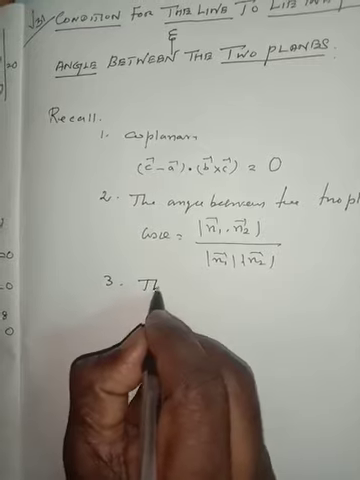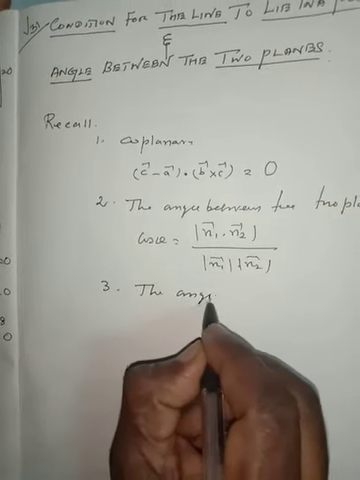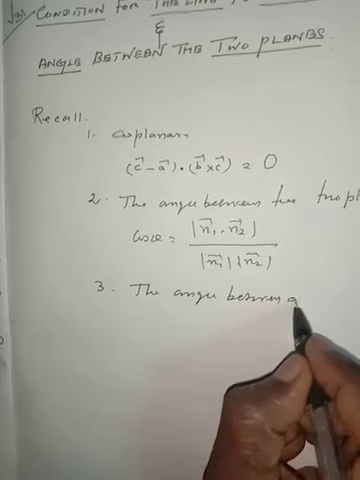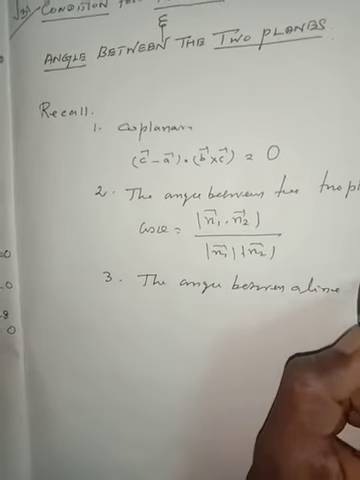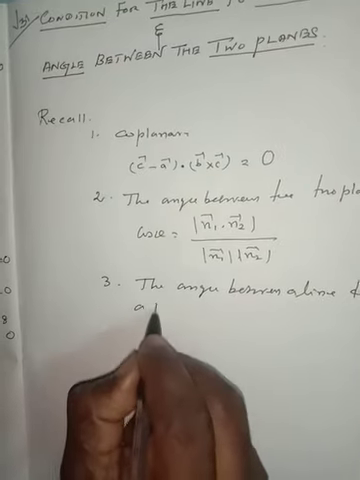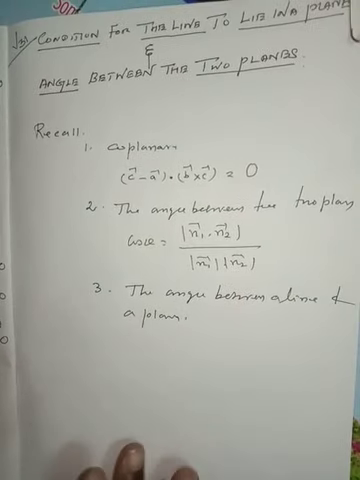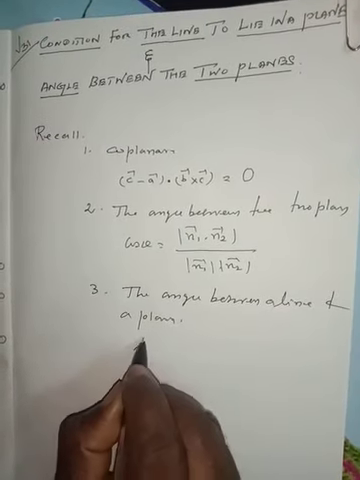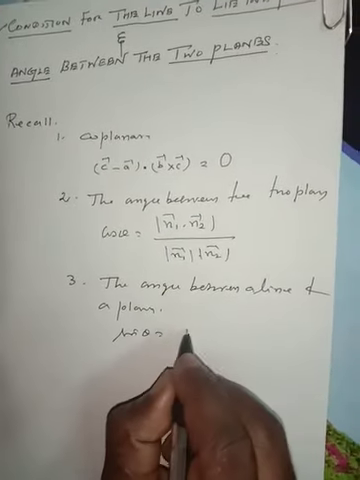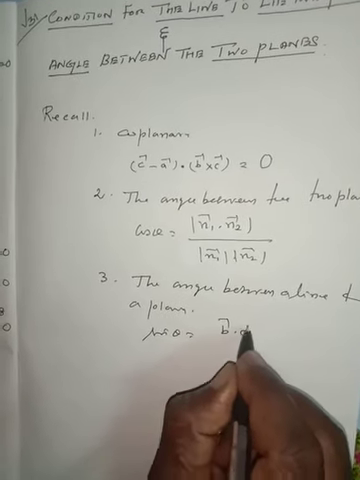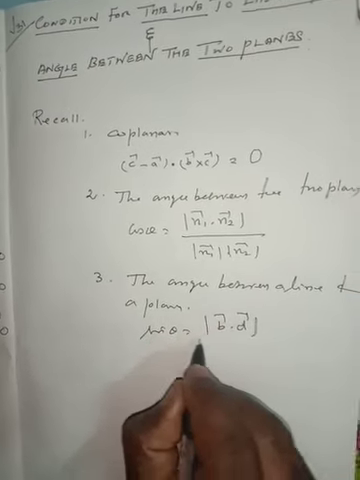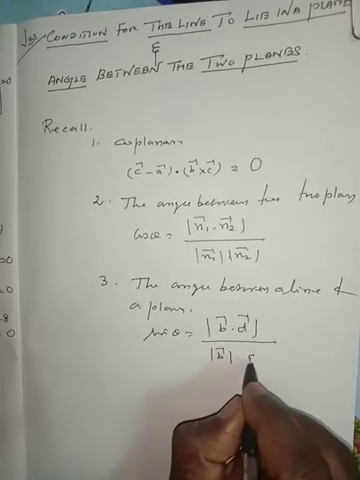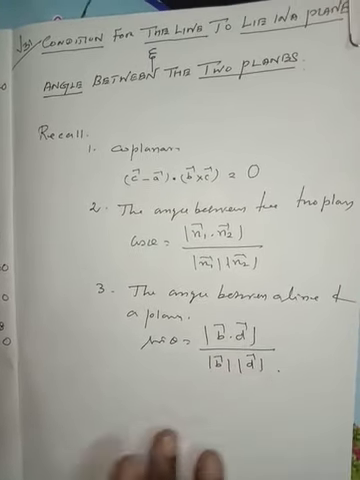The angle between a line and a plane. If theta be the angle between the line and the plane, then sin theta is equal to b vector dot d vector divided by magnitude of b vector into magnitude of d vector.